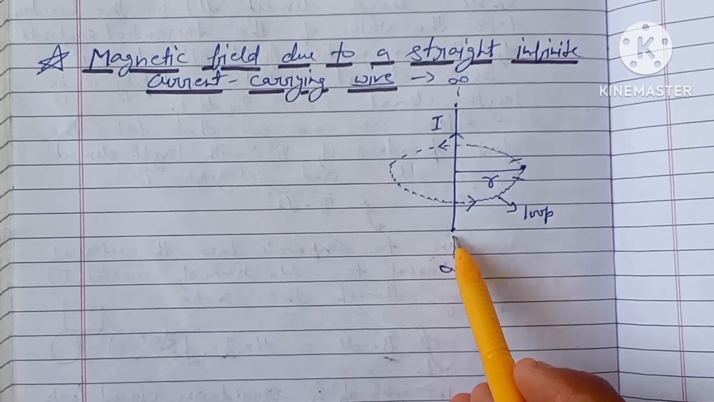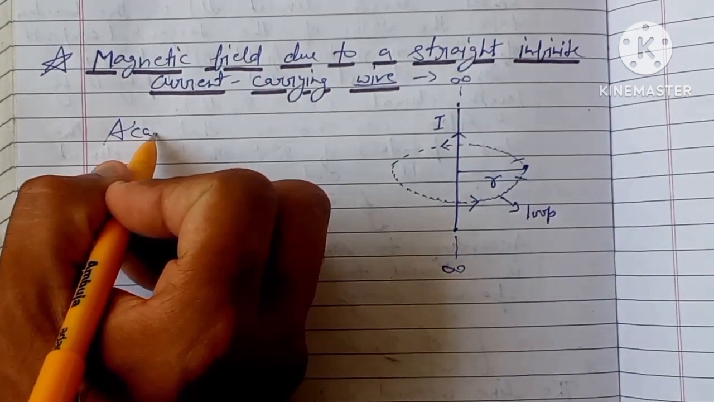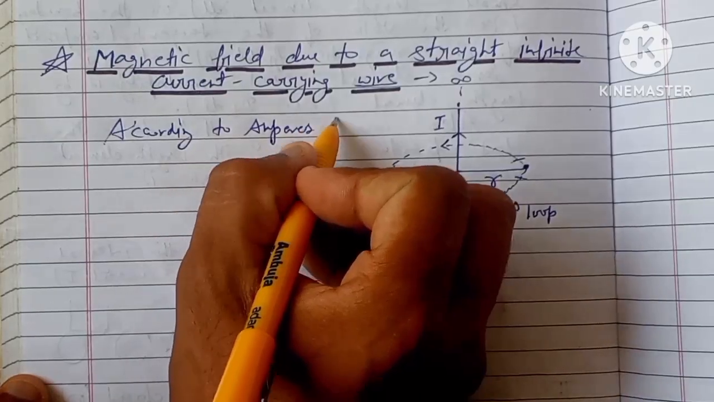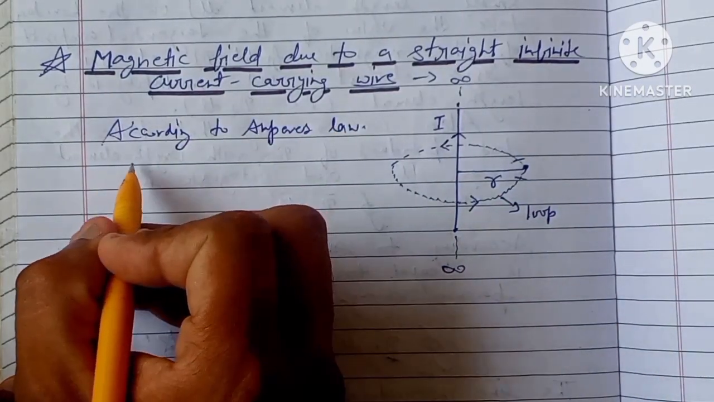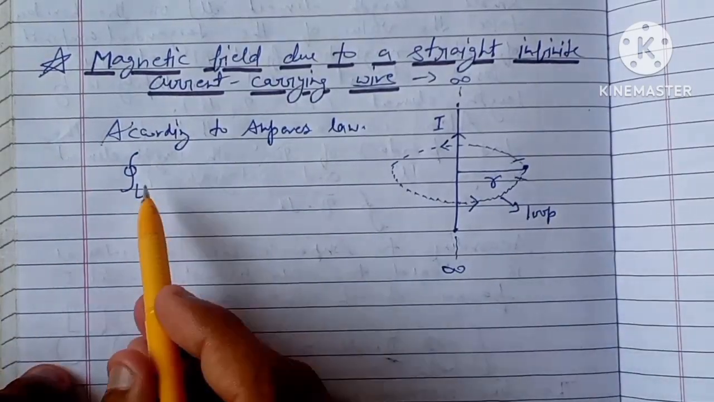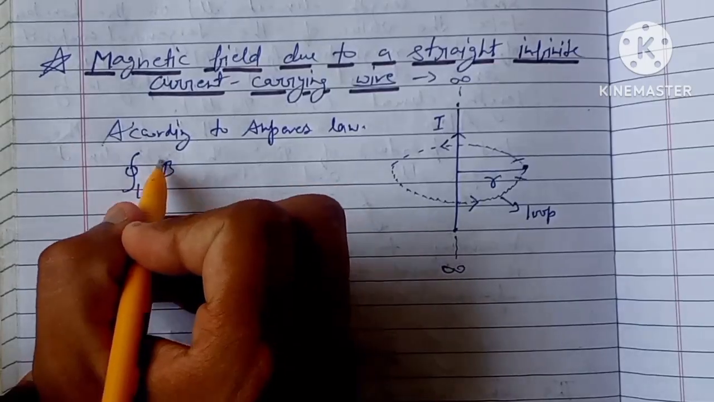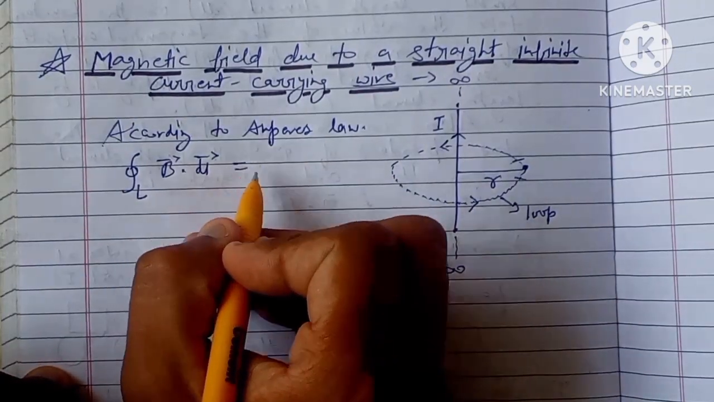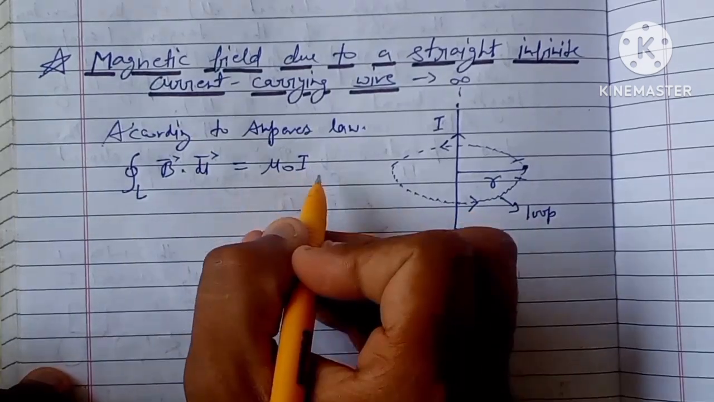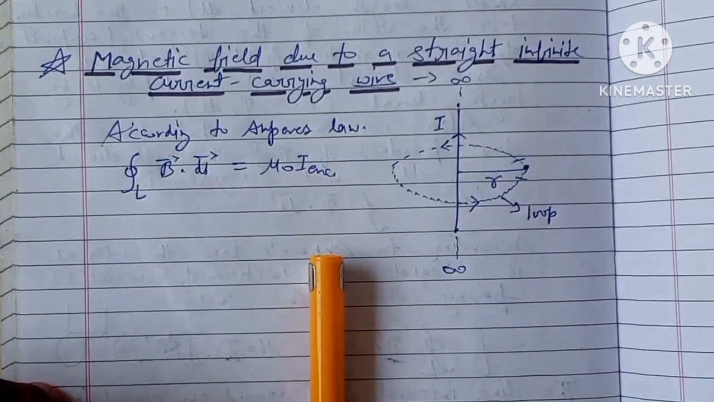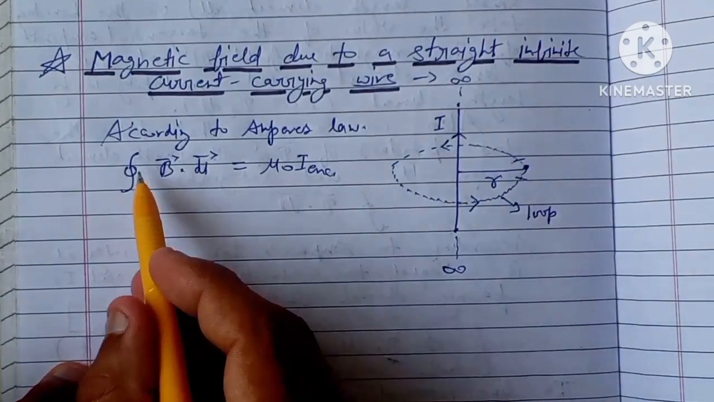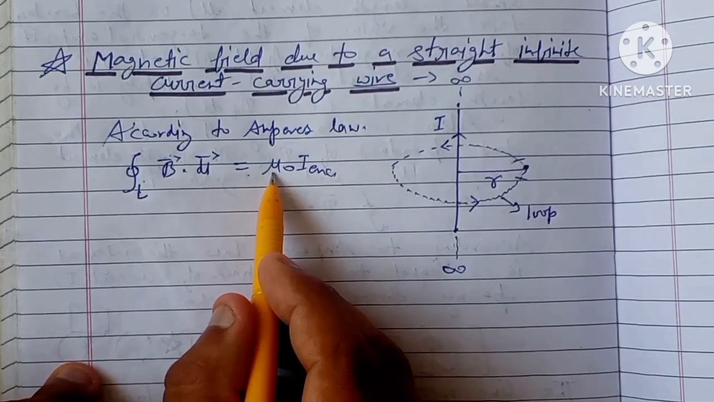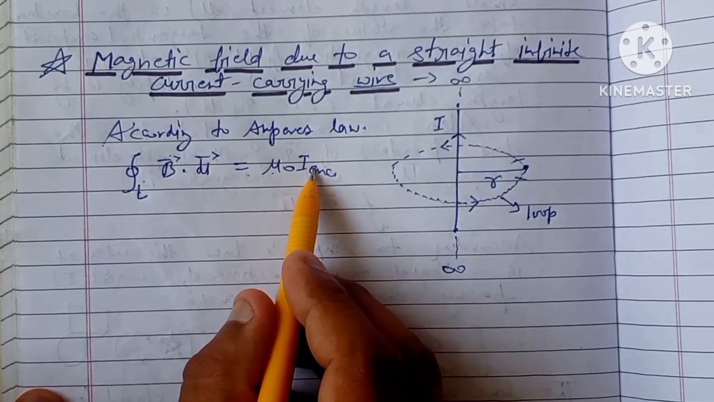So what does Ampere's law say? According to Ampere's law, the closed line integral of magnetic field around any closed loop is always equal to mu naught times the current enclosed by that loop, or you can say the current passing through that loop.